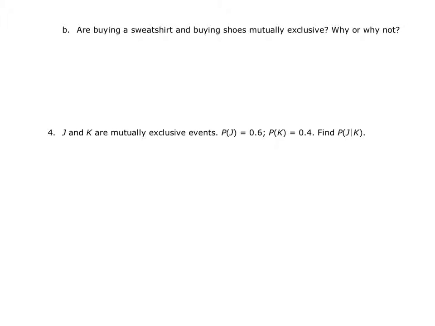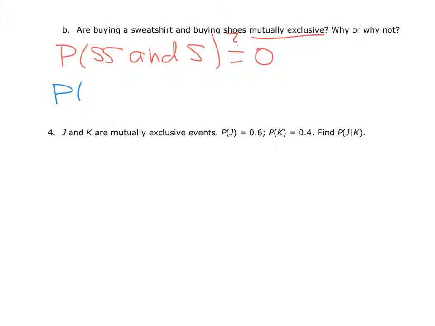All right, the next one, we want to know, are buying a sweatshirt and buying shoes mutually exclusive? Why or why not? Okay, we've got to remember what test to do for mutual exclusivity. That is, we want to test, is the probability of buying a sweatshirt and buying shoes equal to 0? Because if that probability is 0, then they are mutually exclusive. Well, we found out before that this probability is actually 0.2, that's given to us. So it's not equal to 0, so these events are not mutually exclusive.